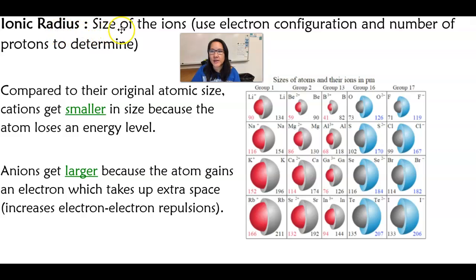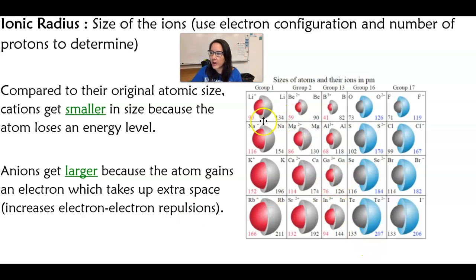Ionic radius is the size of ions, and we use electron configurations and the number of protons to determine the ionic radius. So you first compare the ionic radius to its original atomic size before it gains or loses electrons. Cations are going to get smaller in size because the atom loses an energy level. Anions are going to get larger because the atom gains an electron, which takes up more space. Also, it increases the electron-electron repulsions, meaning the electrons have to spread apart in order to accommodate more electrons.